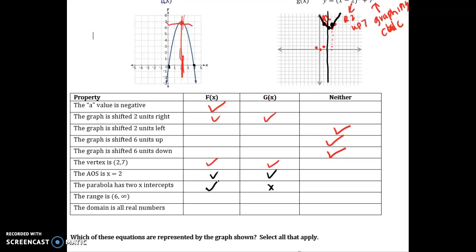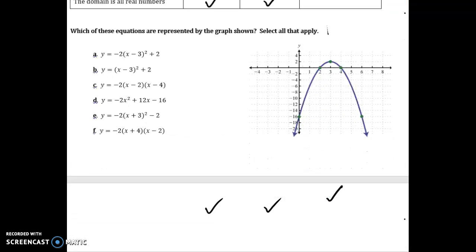The range is 6 to infinity. That means that your range starts at 6 and gets bigger forever. So like 6, 7, 8, 9, 10, and so on are all in the range, meaning all the y values. And in this case, that's not true, because the vertex is 7 and it goes down. In this case, it starts at 6 and goes to infinity. Well, that's not true for either one. And the domain is all real numbers. We know parabolas always have domains of all real numbers.